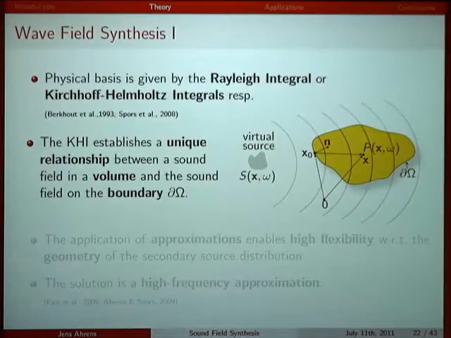I will quickly summarize how it can be derived from the Kirchhoff-Helmholtz integral. The Kirchhoff-Helmholtz integral represents a physical law. It represents the fact that if you consider a volume, in this case the yellow area, which is source-free, and if you know the sound field and the gradient of the sound field perpendicular to the boundary, then you know exactly what sound field is apparent inside the volume. On the other hand, you can reinterpret this and state that if you can control the sound pressure and the gradient of the sound field on a boundary of a specific volume, you have full control over the sound field inside this boundary.